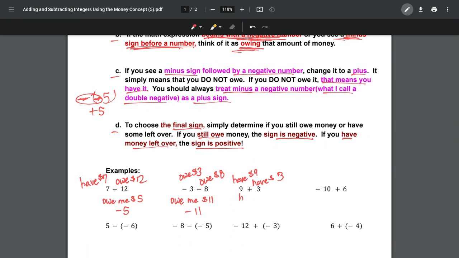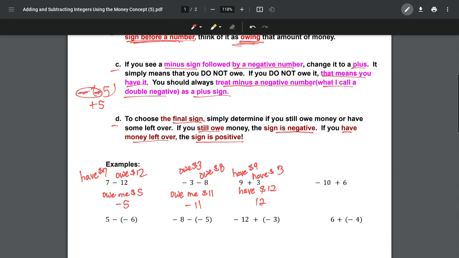So you have $12. Since you have it, it's yours. It's positive. But everybody should know 9 plus 3 is 12. If not, I'm really concerned.